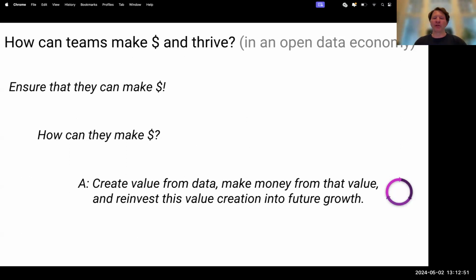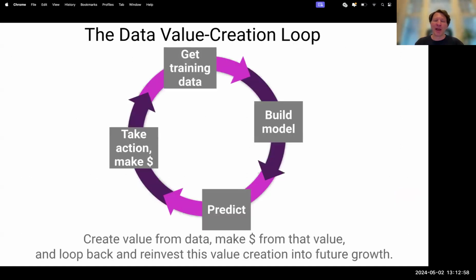And rather than just talking about this loop, saying it's a loop and having a tiny little loop, let's zoom in on this from a data perspective. And if there's one slide that I want you to take away from this whole presentation, it's this one. This is at the heart of what I'm talking about. We call it the data value creation loop.